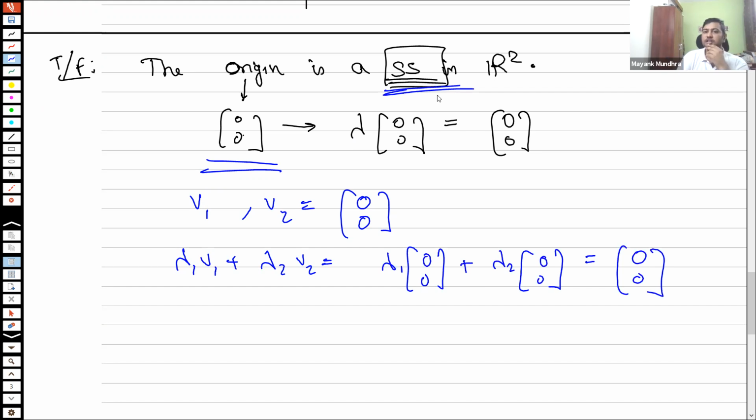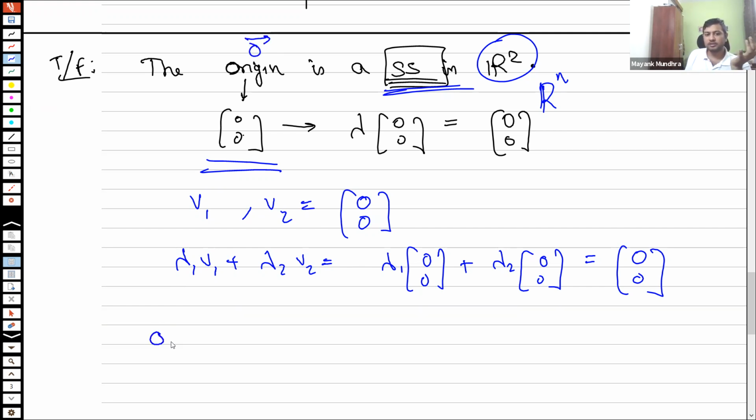So the origin is a subspace in R square, and not just in R square, in any Rn. In fact, the origin is the smallest subspace in any vector space. Okay, and remember, when we talk about the origin, origin is basically the zero vector. Okay, origin is same as zero vector.